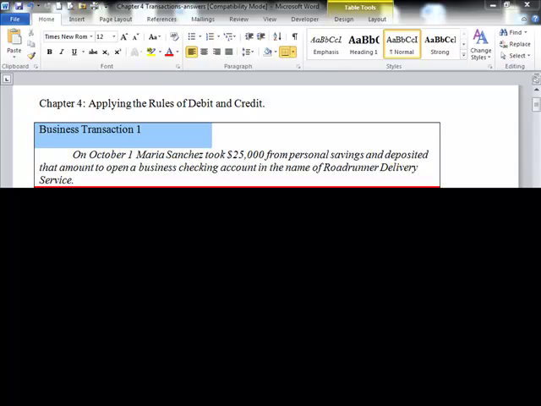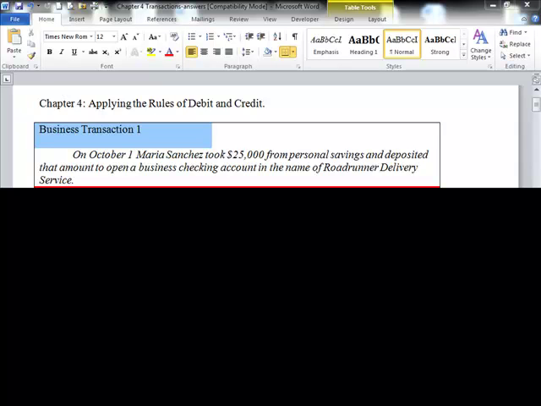How do you use a T account for an asset account? Well, that's going to be our first transaction, and these transactions are going to look awfully similar to the transactions we did in Chapter 3. We're going to apply the rules of debit and credit, complete the T account, and that T account is going to demonstrate the effects of the transaction on the accounting equation. So let's begin with transaction number 1.